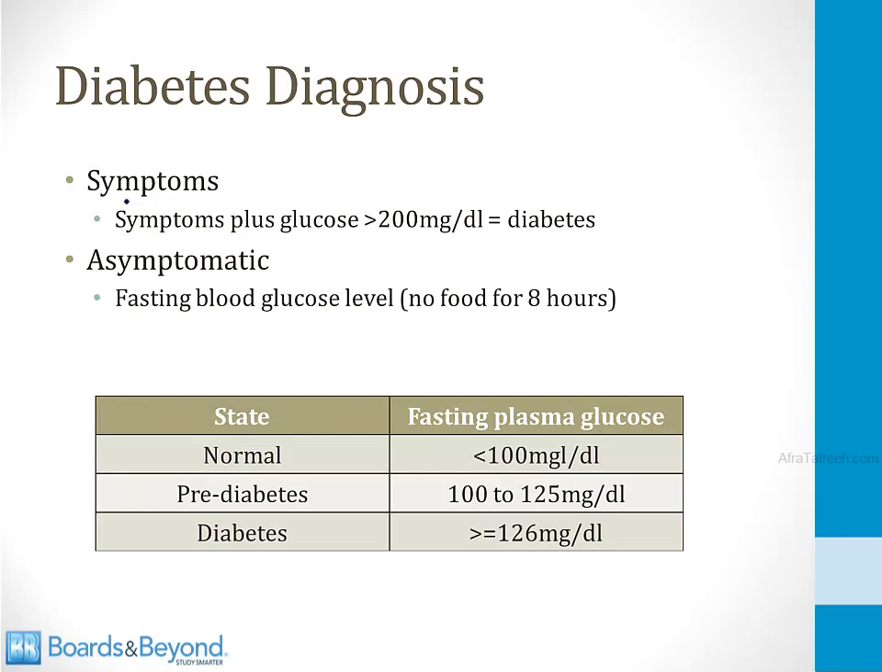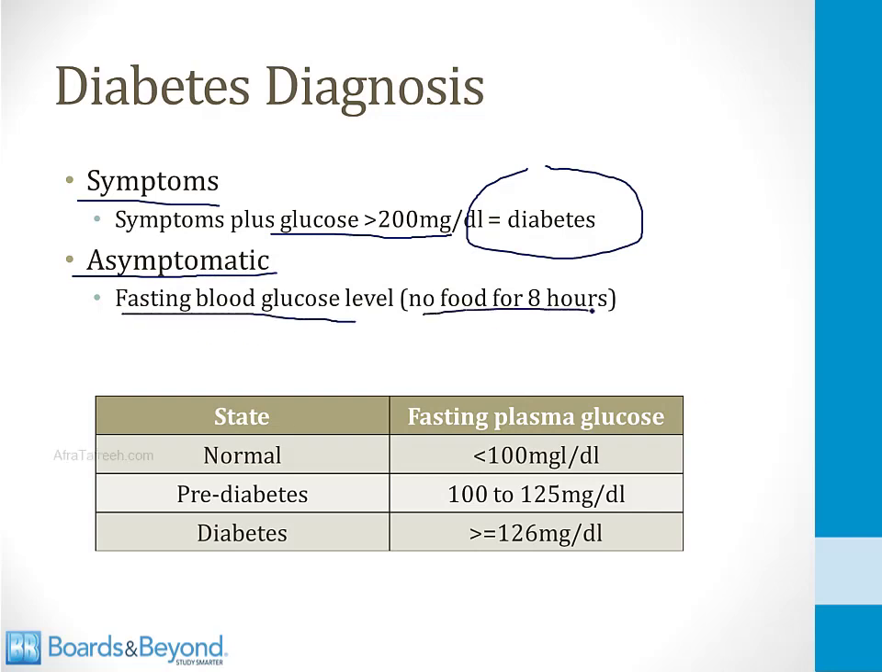To make the diagnosis of diabetes mellitus, you can measure the plasma glucose level. If the patient has symptoms of polyuria and polydipsia, any glucose level greater than 200 makes the diagnosis of diabetes. On the other hand, patients who are asymptomatic and who are being screened for diabetes need to have measurement of a fasting blood glucose level, which means no food for 8 hours. The reason you have to be fasting is because it's common for your blood sugar level to elevate after a meal when you consume sugar. However, when you are fasting, the blood sugar level should be low.